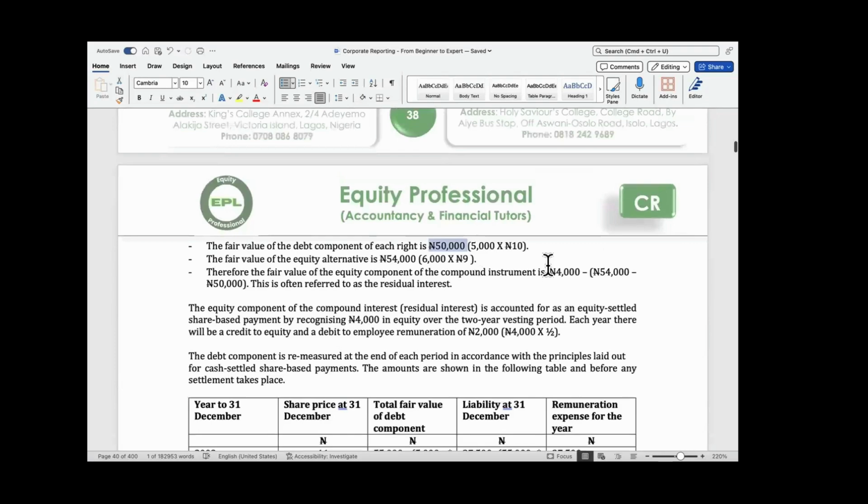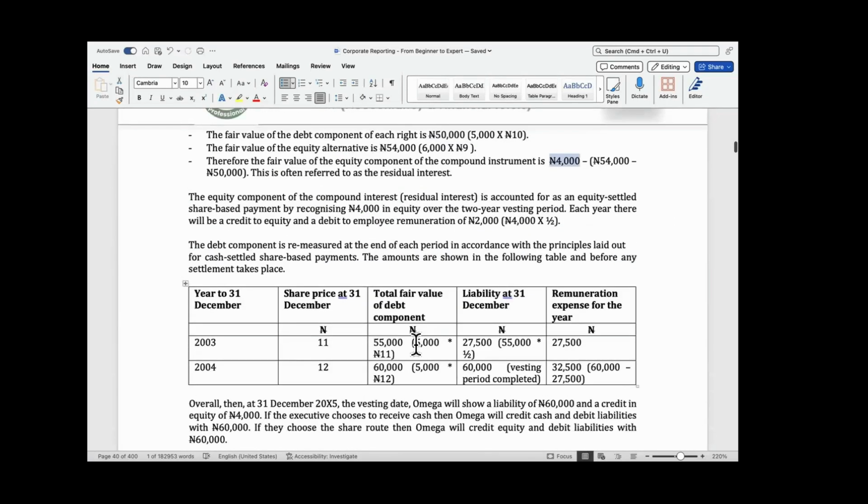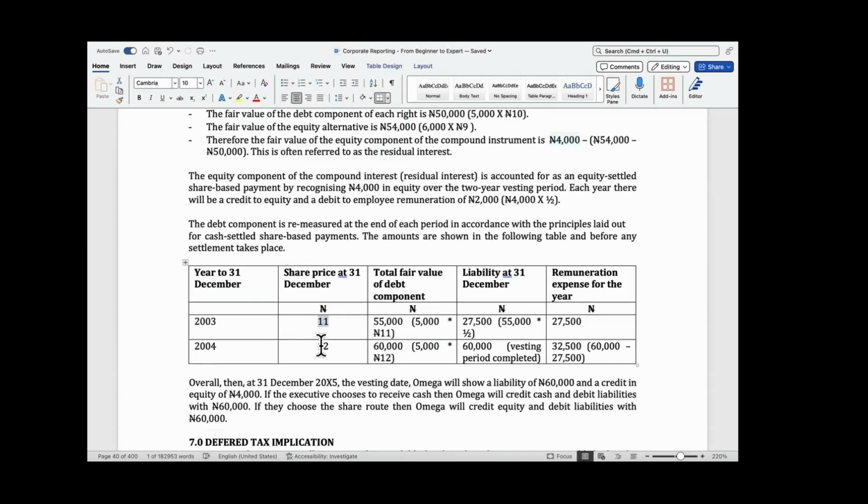Unlike equity, which you measure using the fair value at the grant date, this one uses the fair value at the end of each year. So the 55,000 in year 1, we spread it over the 2 years. So in year 1, we only recognize 27.5, and the other leg goes to P&L. At the vesting date, the entire 60,000 becomes the liability amount, and the incremental goes to our staff costs.